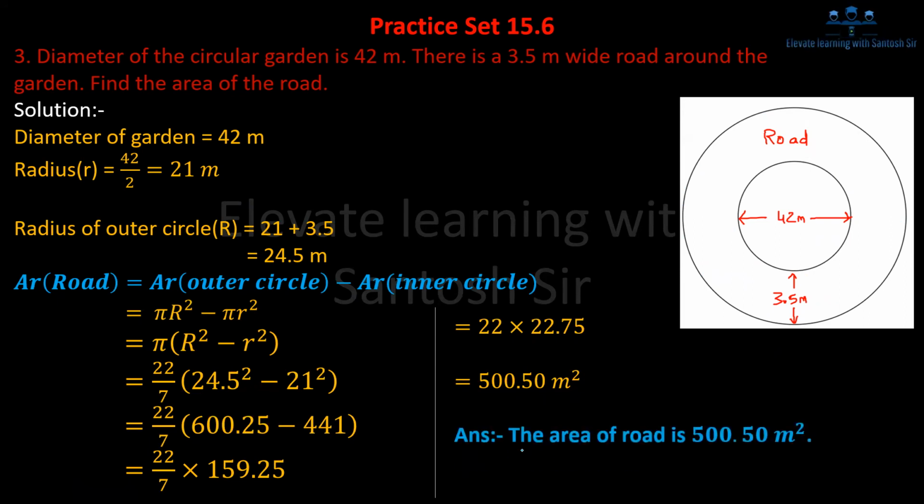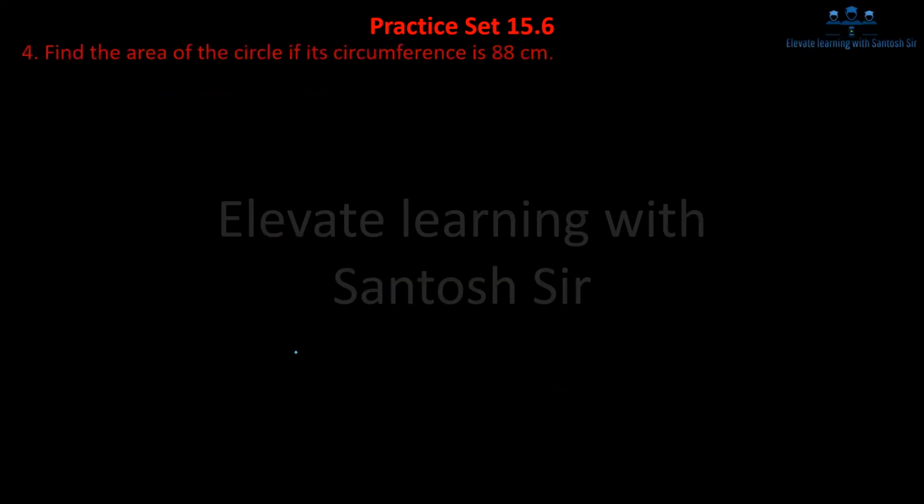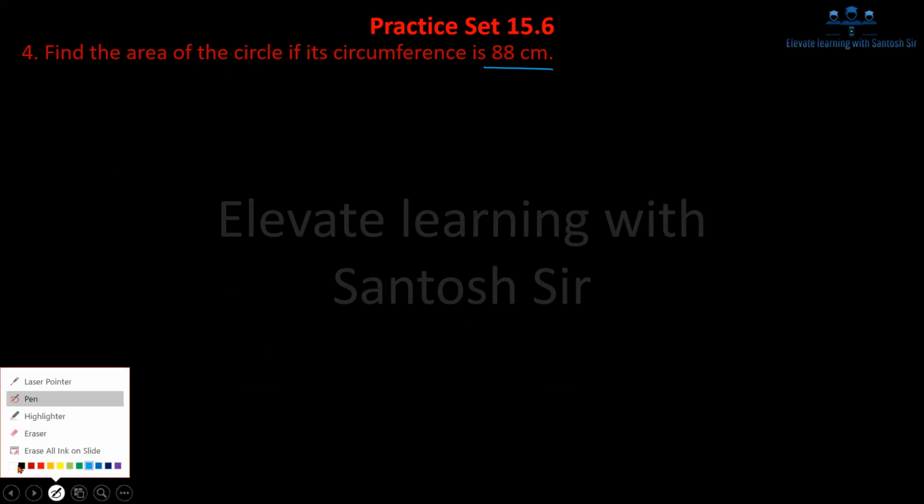And that brings us to the final answer. The area of road is 500.50 meter square. Let's do the last problem of this exercise. Find the area of circle if its circumference is 88 centimeter. Now they have given us the circumference of the circle and they are asking us the area.